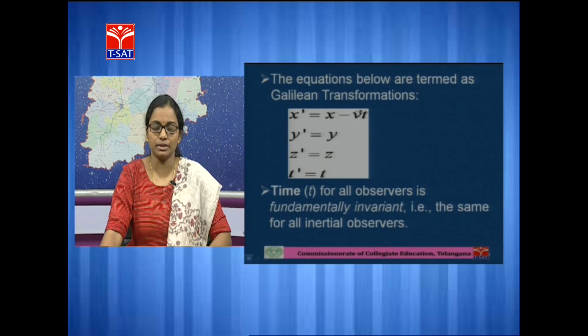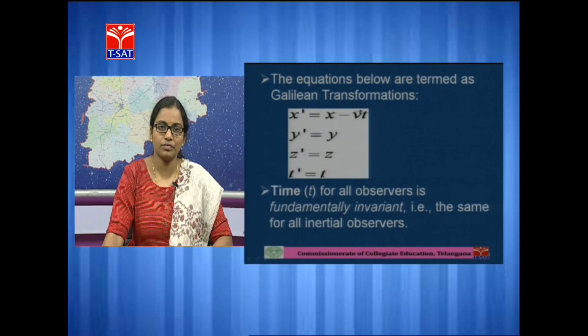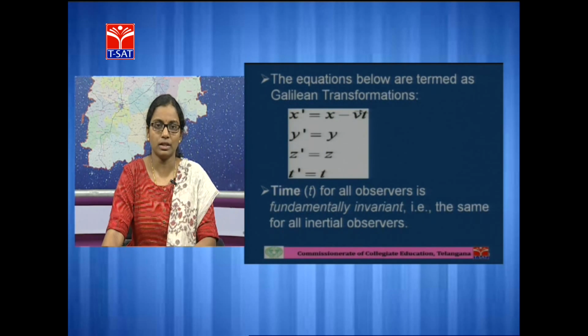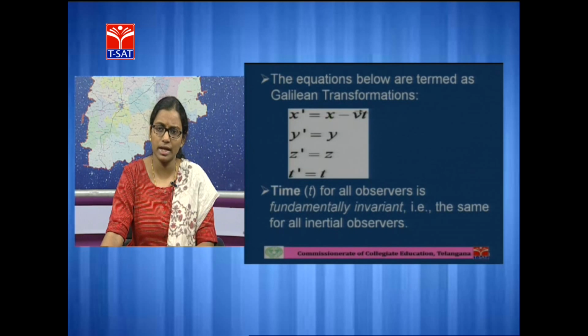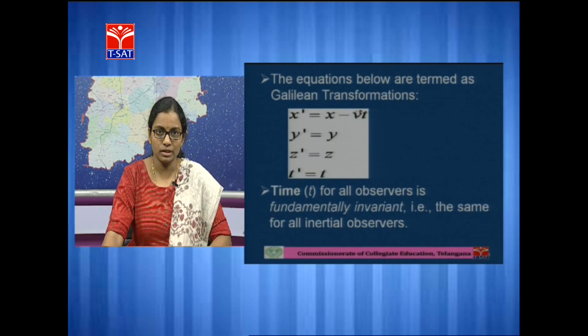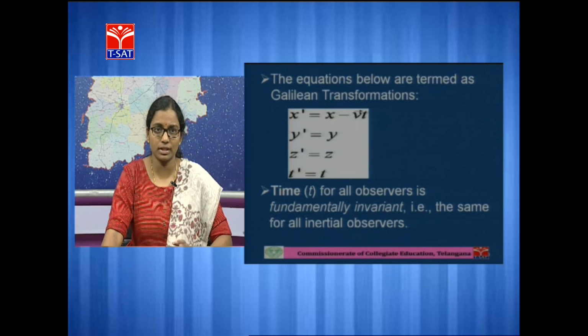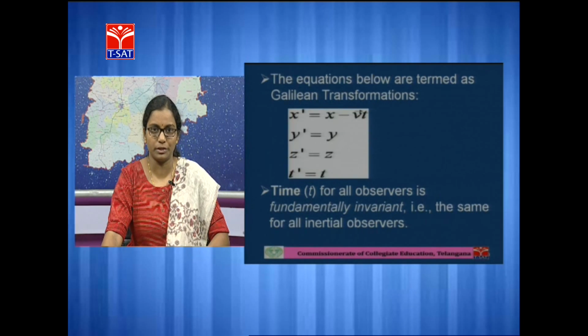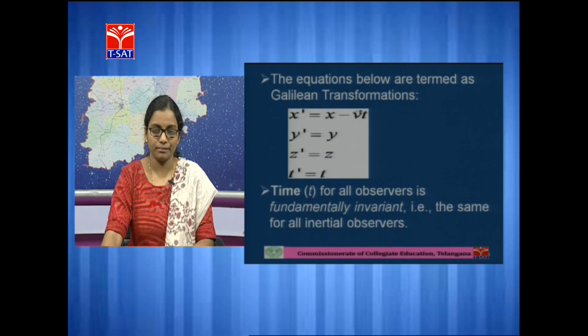Now coming to the equations here, the time t is fundamentally invariant for all observers, that is, it is the same for all inertial observers regardless of the frame from which we are observing. Hence t dash is equal to t. Only the position coordinate along the x axis has changed, as the frame is moving in the x direction. So x dash is equal to x minus vt, y dash is equal to y, z dash is equal to z, and t dash is equal to t. These equations are termed the Galilean transformations of position.